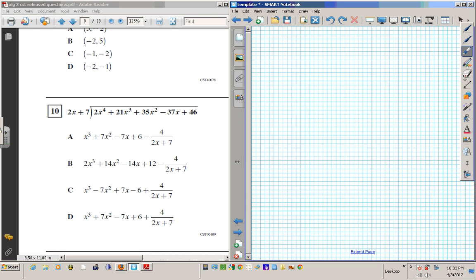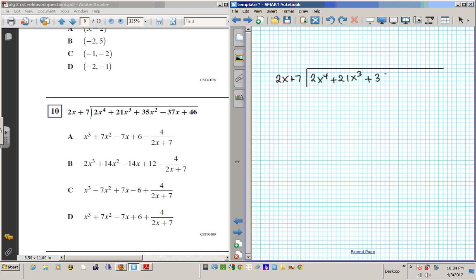I'm going to set up my long division bars, and then divide this using long division. Oh, I didn't do that properly, so let's straighten up this line a little bit. That's fine. So we have 2x plus 7 dividing 2x to the fourth plus 21x to the third plus 35x squared minus 37x plus 46. This problem does not have any degree missing: 4, 3, 2, 1, 0. If it did, you would have to put in a placeholder.